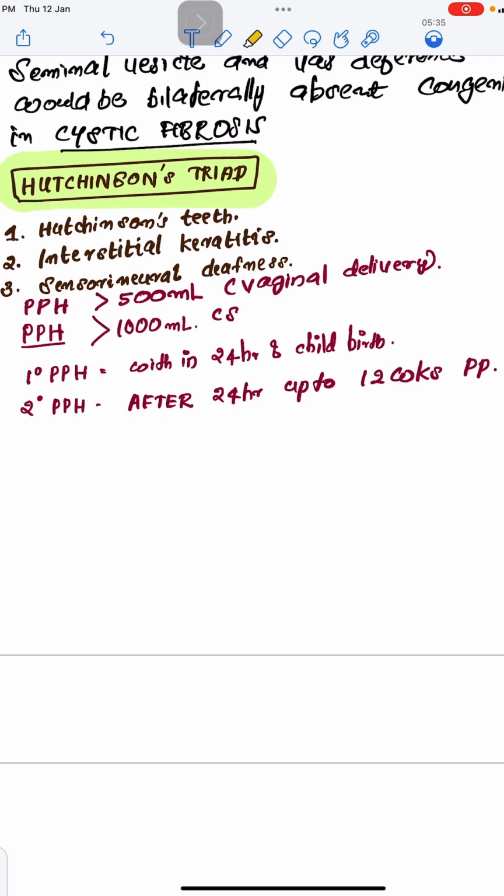In postpartum hemorrhage, if it is vaginal delivery, blood loss should be more than 500 ml. If it is cesarean section, it should be more than 1000 ml. Primary postpartum hemorrhage is within 24 hours of childbirth. Secondary postpartum hemorrhage is after 24 hours up to 12 weeks postpartum.